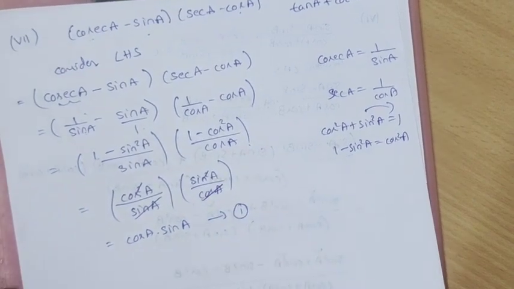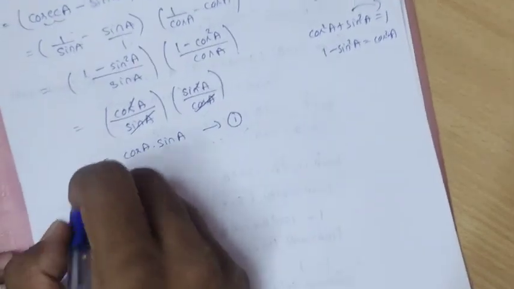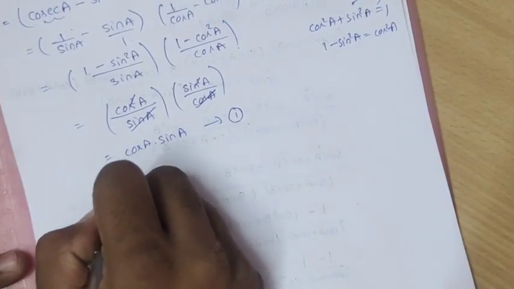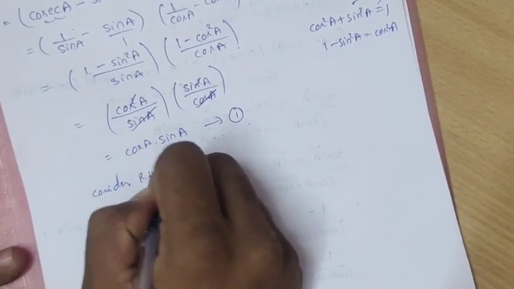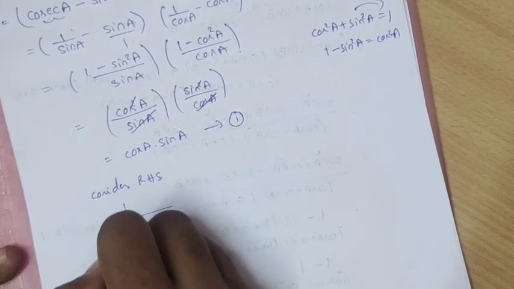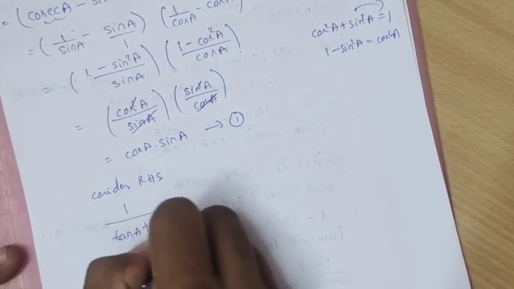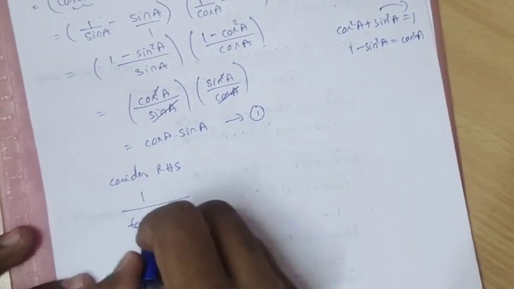Consider this as equation number 1. Now we are considering our RHS. What is our RHS? RHS is 1 dividing by tan A plus cot A. So now how to solve this?